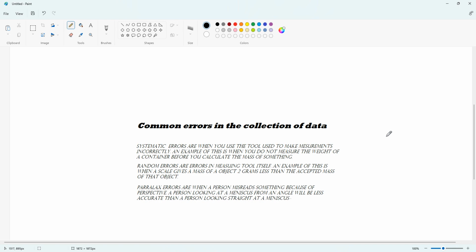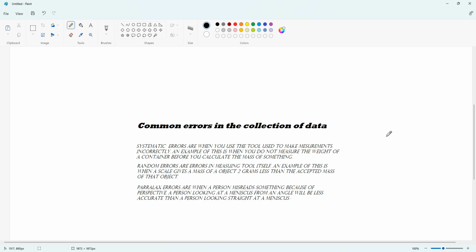The second one is random errors. Random errors are when the error comes from the measuring tool itself. It's not your fault. You operate it correctly, but it's because of the measuring tool itself. For example, let's say I have a triple beam balance, but one side is heavier than the other, and has always been heavier. If I use that, it'll give me an incorrect value. So that's going to be a random error.